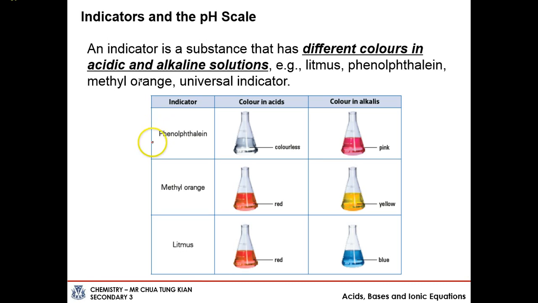So for example, the first one is phenolphthalein. It turns pink in alkalis. Methyl orange is the one which we most commonly use in the lab. It is red in acids, it is yellow in alkalis. Litmus, as we mentioned earlier, is red in acid and it is blue in alkalis.